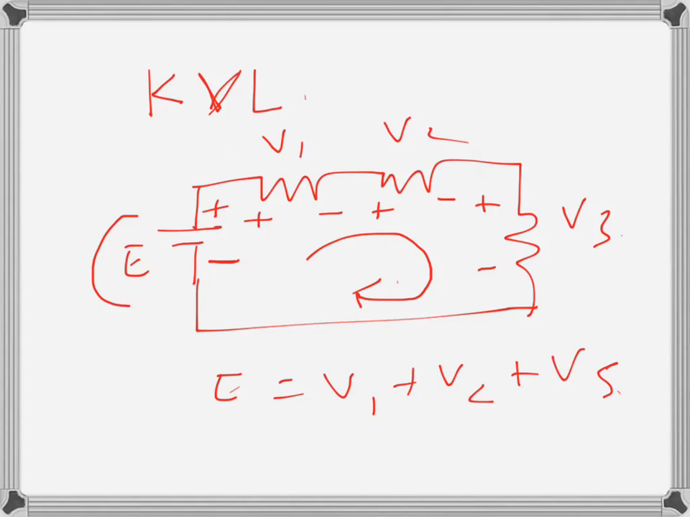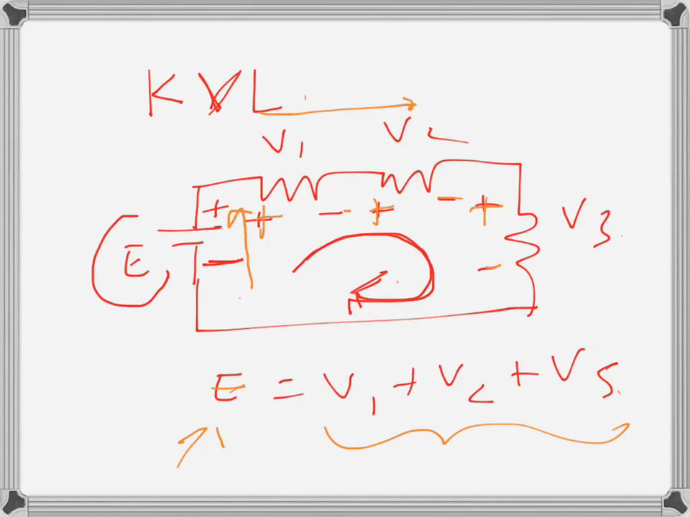So this one is a rise. And why is this a rise? Because if we traverse in this direction, we can see that when we go this way, it's negative towards positive, so that's a rise. And when we go in this direction, they're all plus to minus. That means these are drops. So the drops are in this direction, on this side. So the sum of rise is equal to the sum of the drops.